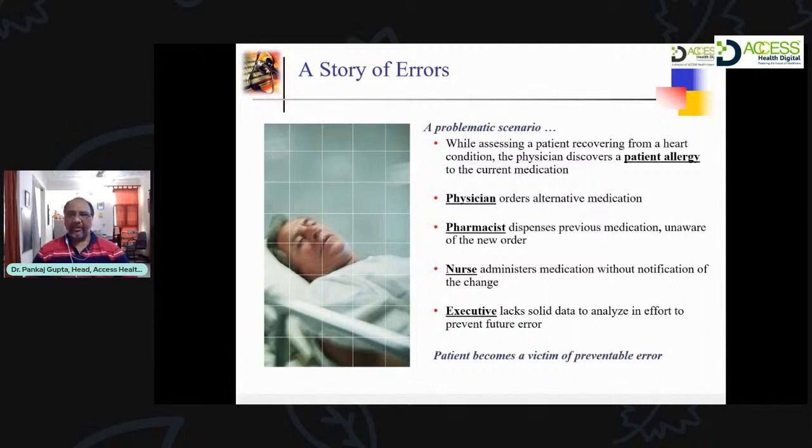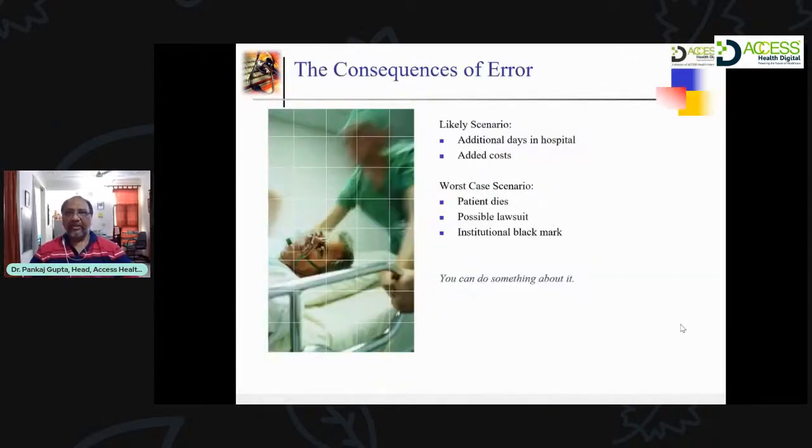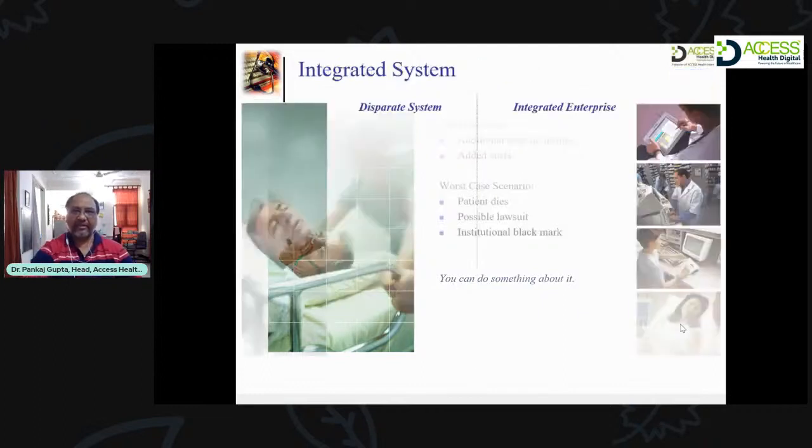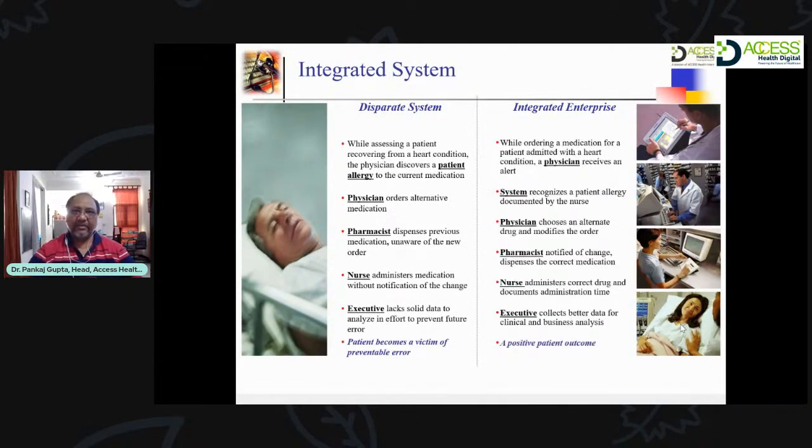The patient may have serious side effects, leading to longer hospitalization, and so many other things can go wrong. The executive lacks solid data to figure out what went wrong. So all those things can happen. These are preventable errors. So additional days in the hospital, additional costs, possible lawsuits. So lots of things can go wrong in situations like this. So if there are disparate systems, then this is what happens, what I narrated.